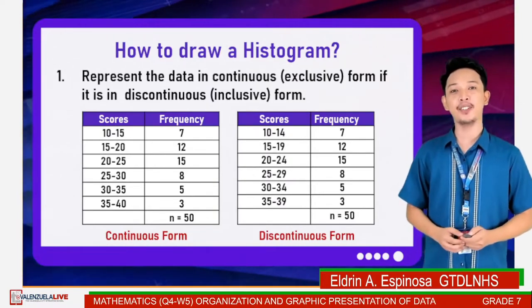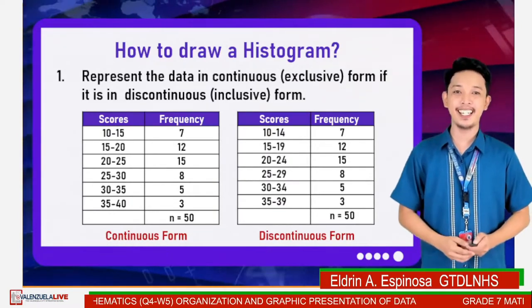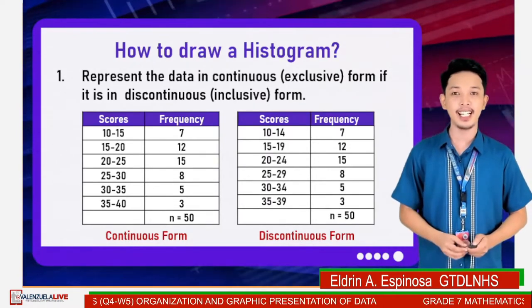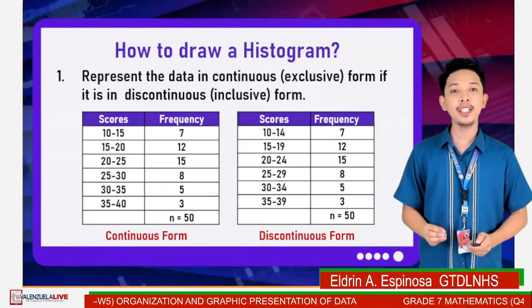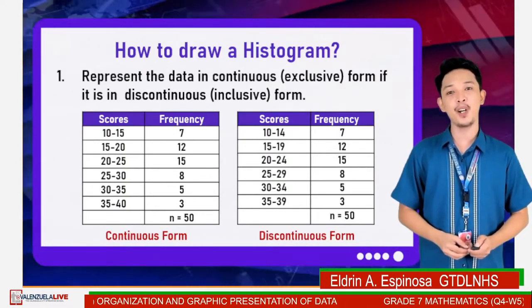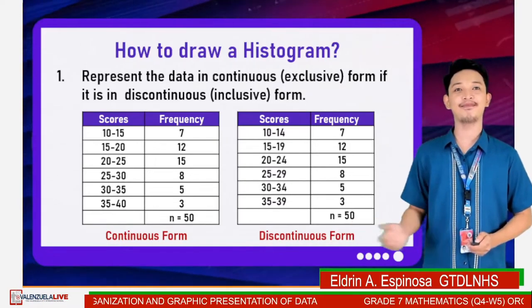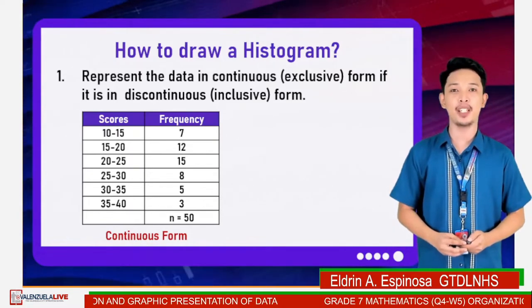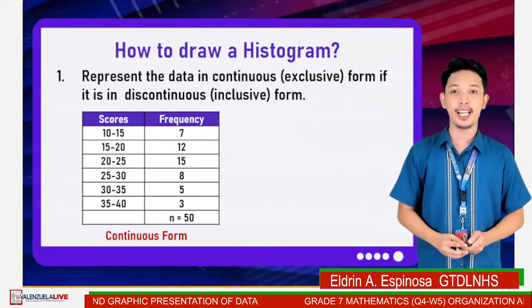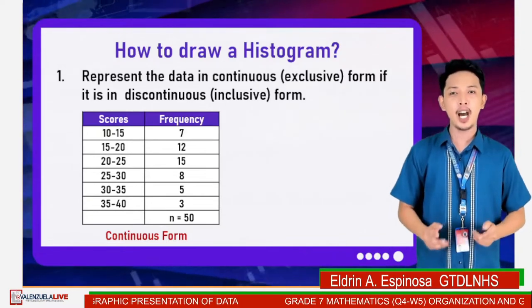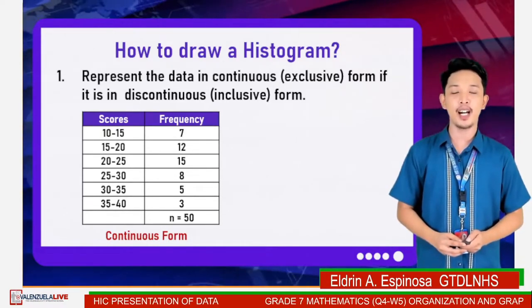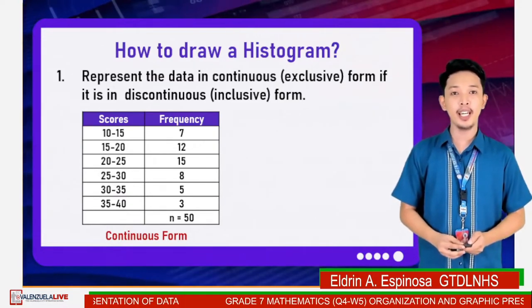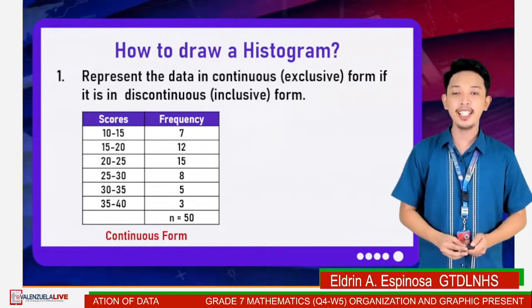Can you spot the difference? Correct! In continuous form, there is no gap between the first and the second class. The highest number on the first class is also the lowest number on the second class. Making the lowest numbers in each class as the lower class boundaries and the highest number in each class as the upper class boundaries, how do we tally the scores if the given are the boundaries? We can use the rule that we include the lower bound in the interval but not in the upper bound.